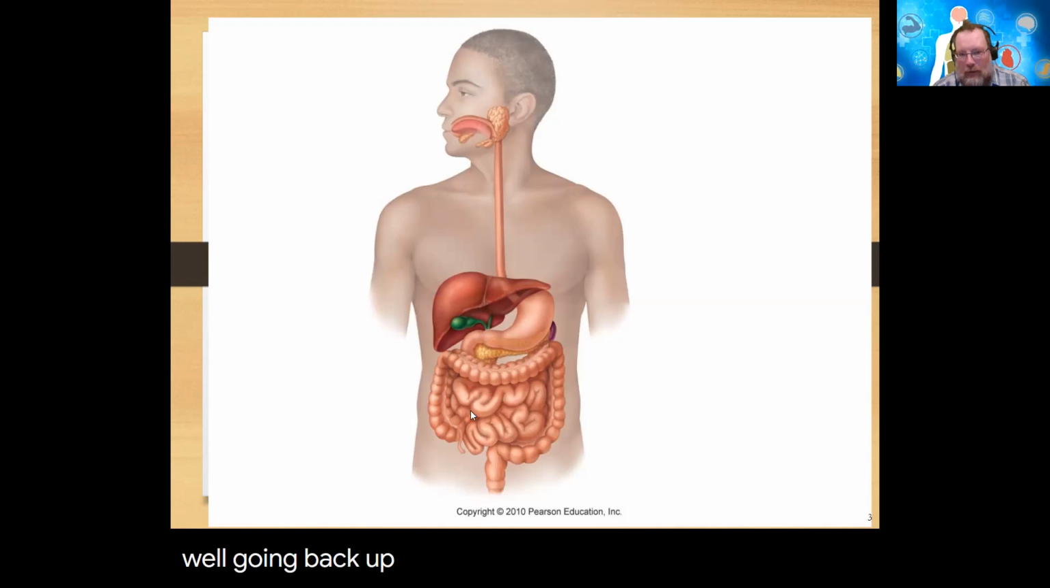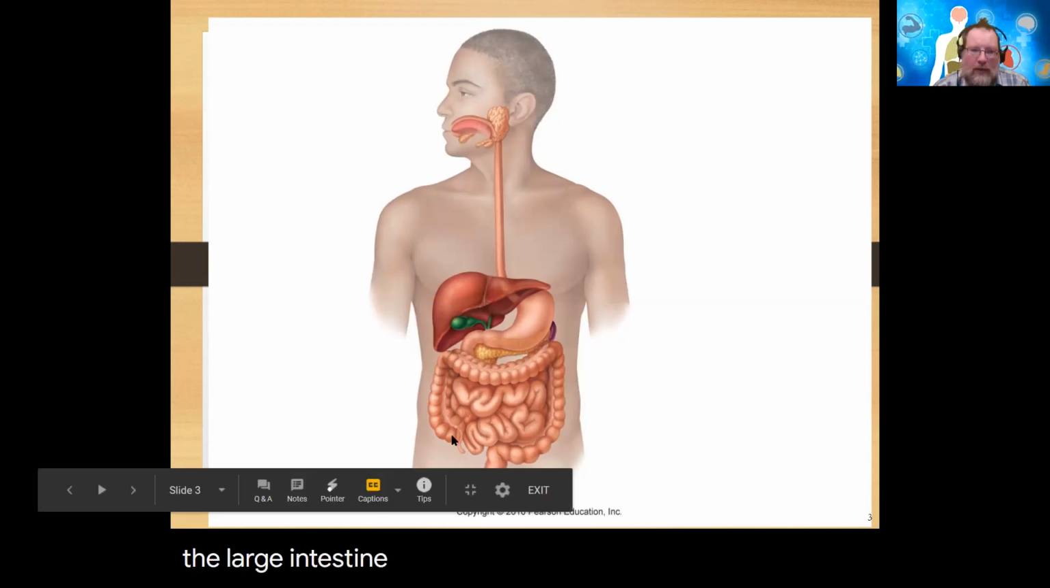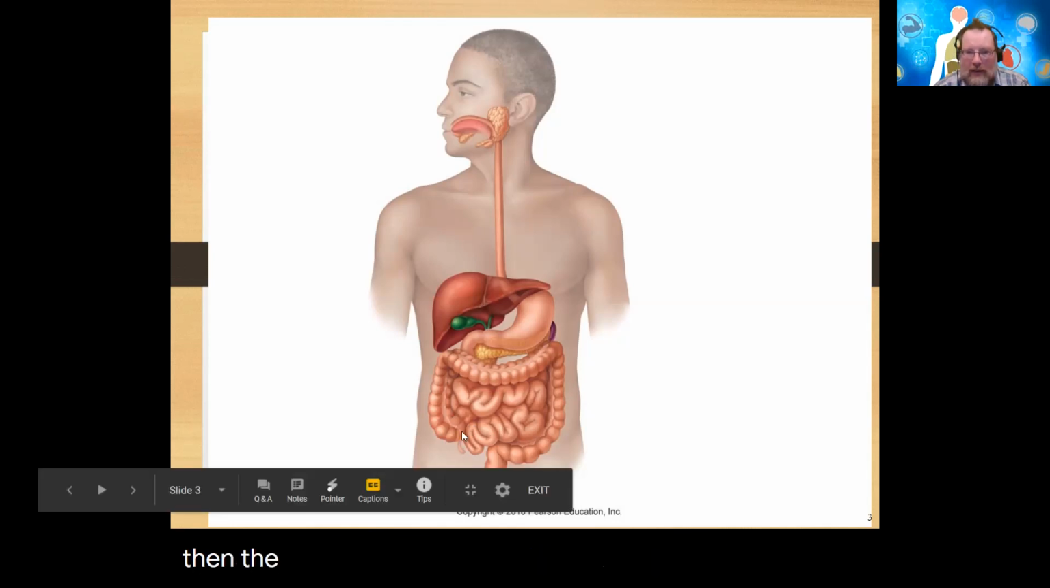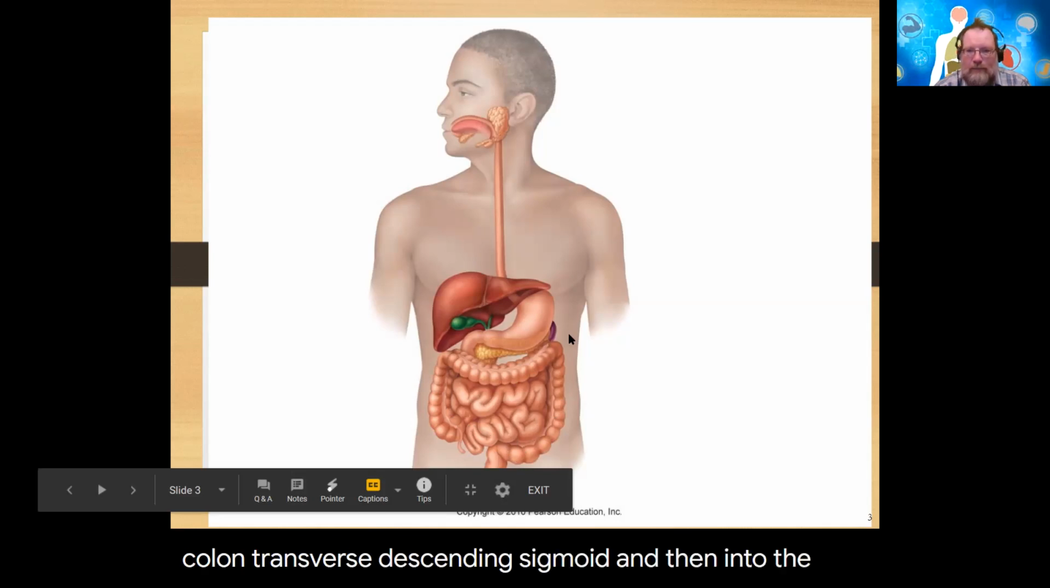Going back up, let's just continue through the tube. So anyway, we leave the small intestine and enter into the large intestine. We see the ascending colon or the cecum first, and then the appendix off of the cecum, and then the ascending colon, transverse, descending, sigmoid, and then into the rectum.